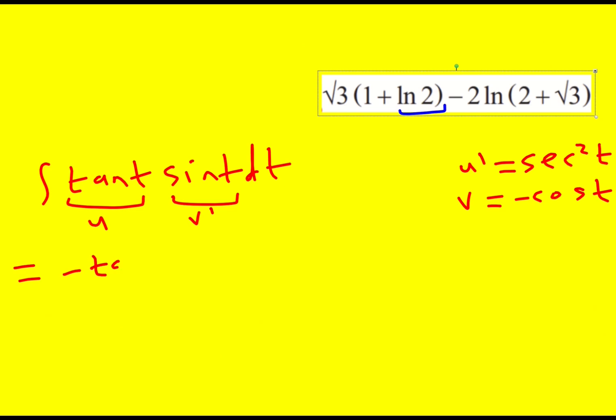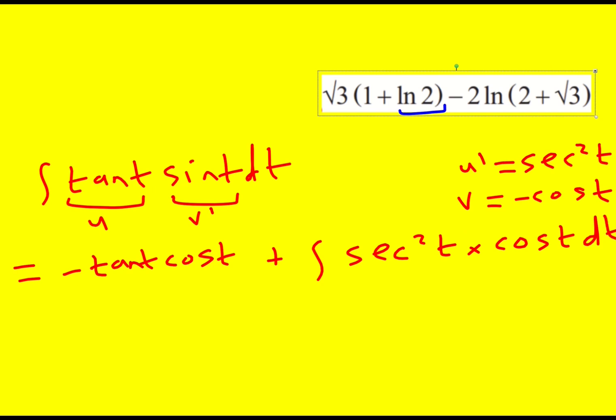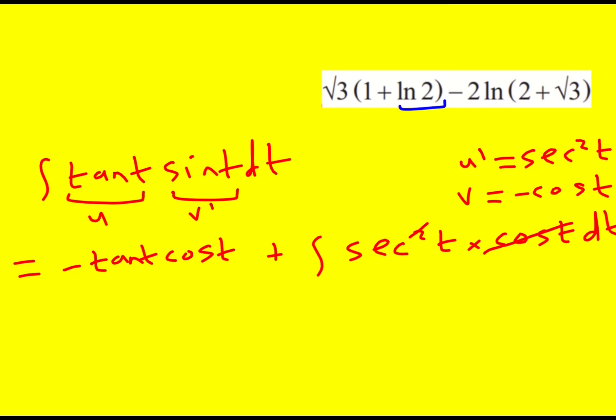So we'll get minus tan t cos t, u times v, minus sec squared t times minus cos t, and change that to a plus. Now sec squared t is 1 over cos squared, so actually that cos is going to cancel with that cos there. So you've got to be aware of that. And then tan t times cos t, well tan t is sine over cos, so the cos and the divided by cos are going to cancel, and this will become simply sine t here.